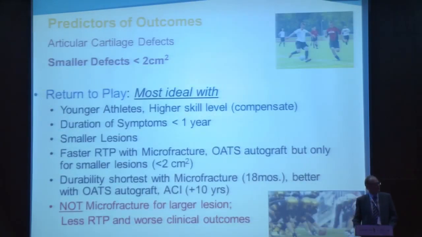So in summation, predictors of outcome: smaller defects, less than 2 square centimeters, most ideal with younger athletes. They have a higher level of skill, they can compensate for things, and a duration of symptoms less than a year. They have faster return to play with microfracture and OATS autografts, but this is only for smaller lesions. The durability is shortest with microfracture, it's better with OATS autograft, where we have results up to 10 years.